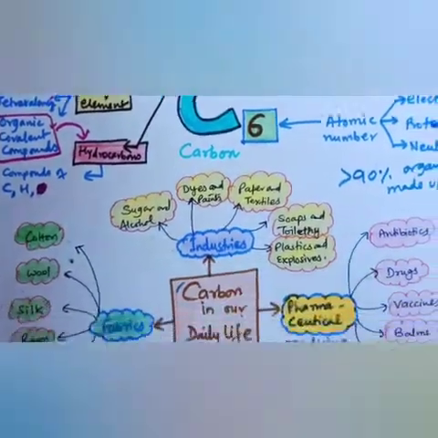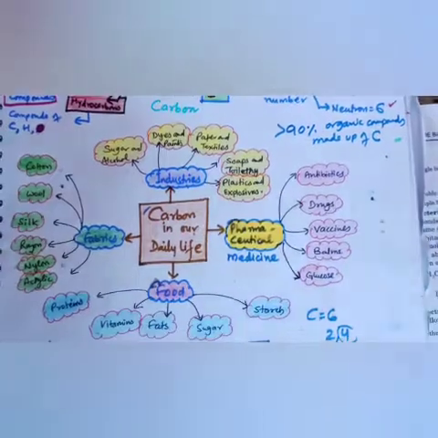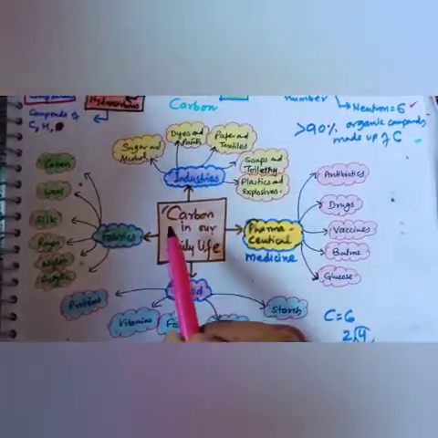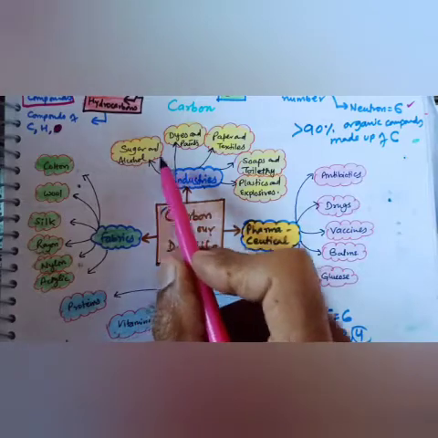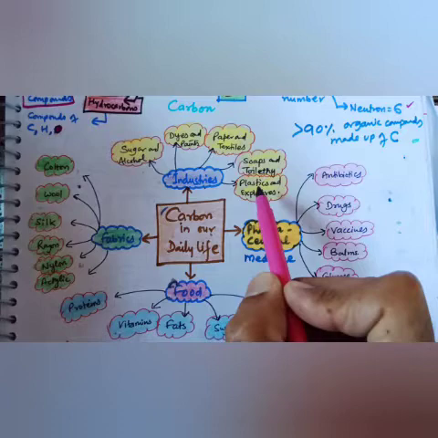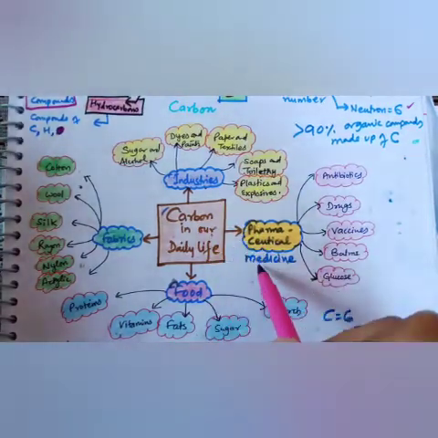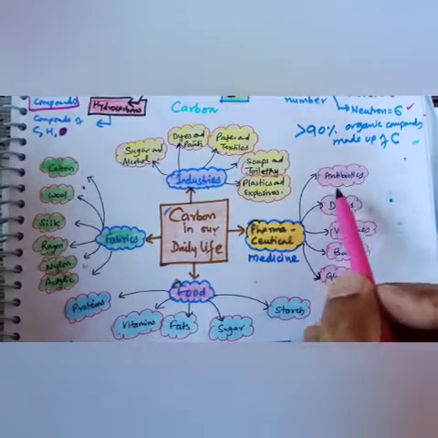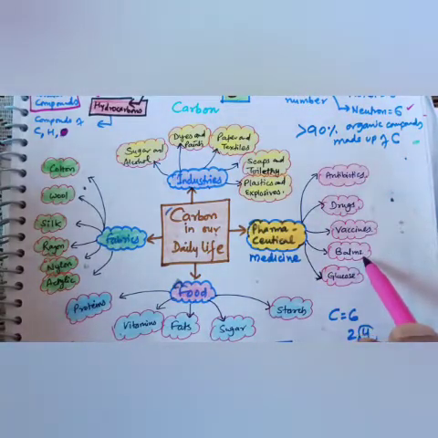So why is carbon important in daily life? Let's have a look at this also. Carbon has a very important, crucial role in our daily life. For industrial use, it is used in sugar and alcohol, dyes and paint, paper and textile, soap and toiletries, plastic, and all explosives are made up of carbon. For pharmaceutical use, it is used in antibiotics, drugs, vaccines, and balm, which we are using.